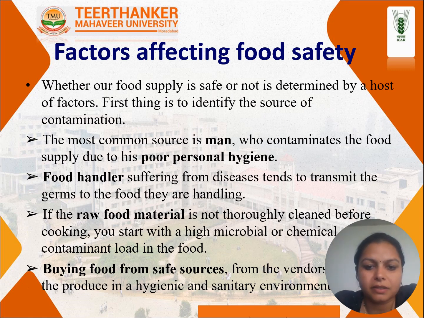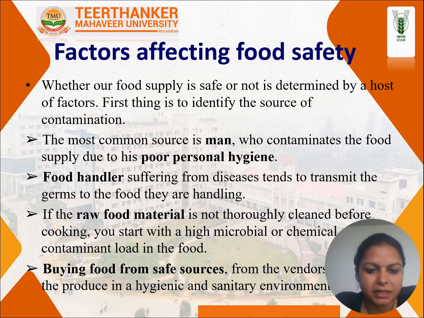Now, what are the factors which affect food safety? Whether our food supply is safe or not is determined by a host of factors. The first thing is to identify the source of contamination, the main reason of contamination. The most common source of contamination in food is man, who contaminates the food supply due to poor personal hygiene. The man who handles the food is called a food handler. If he is suffering from any disease, he tends to transmit germs or microorganisms to the food he is handling. In this process, food becomes spoiled.